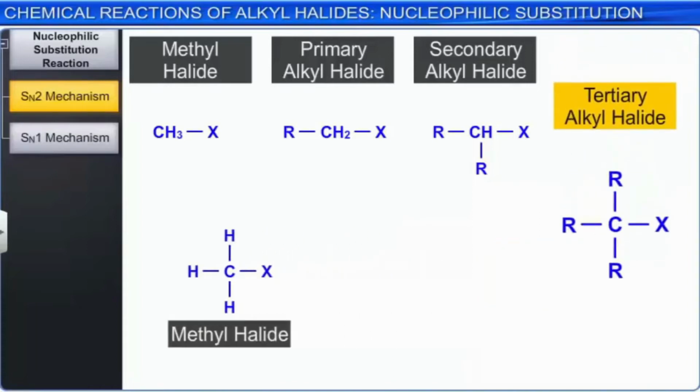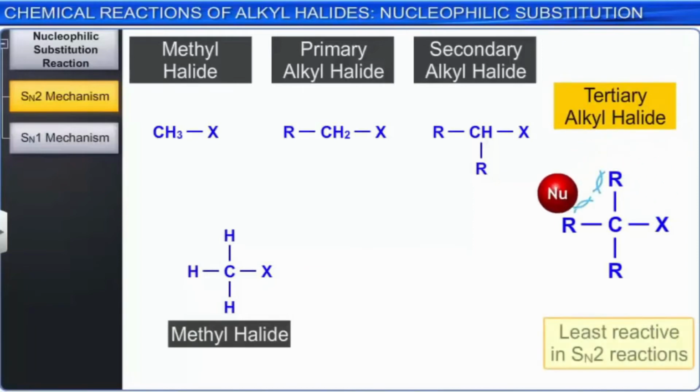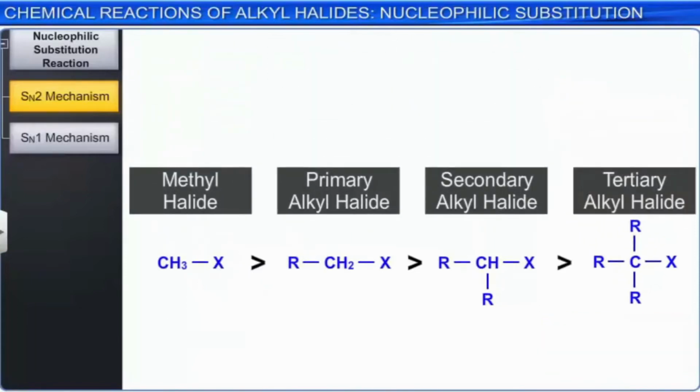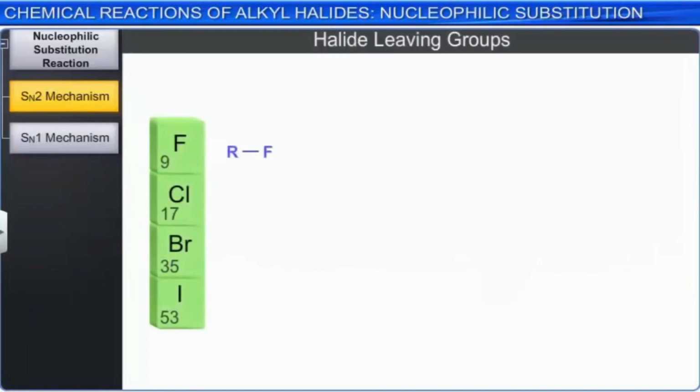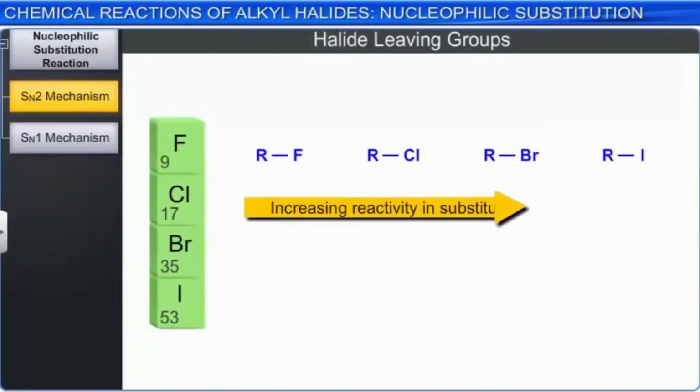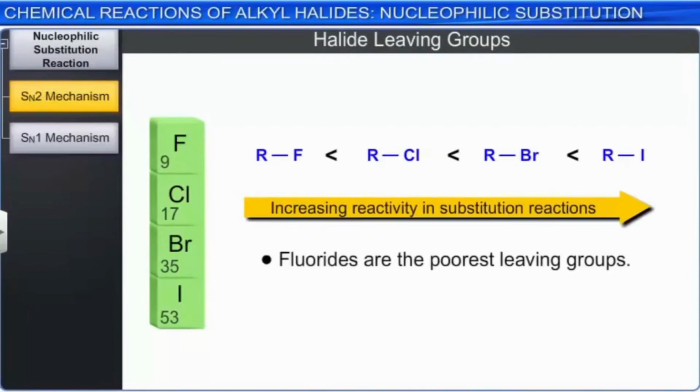Tertiary alkyl halides, on the other hand, due to the presence of bulky groups, are the least reactive in SN2 reactions. Thus, the order of reactivity of alkyl halides towards SN2 reactions is as shown here. Not all leaving groups react equally well. In general, among the halogens, fluorides are the poorest leaving groups, and iodides are the best leaving groups.